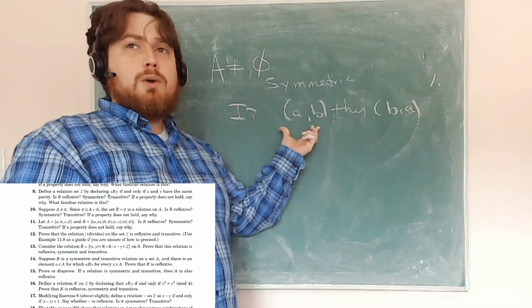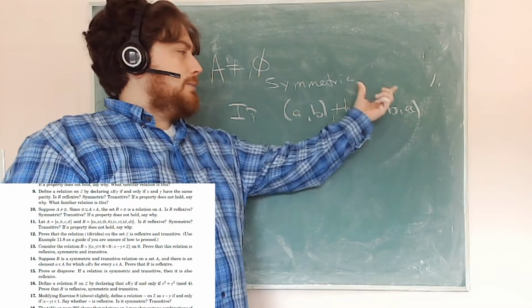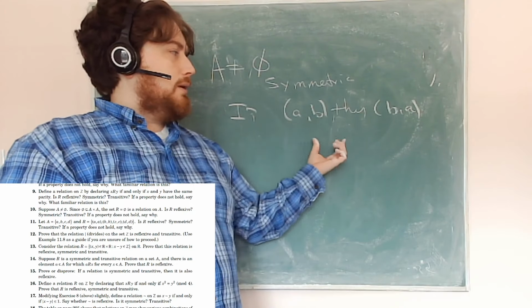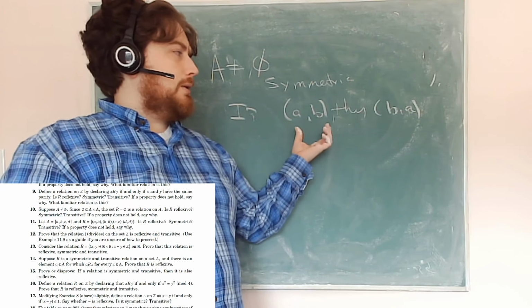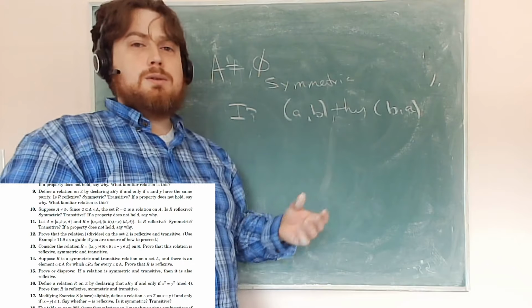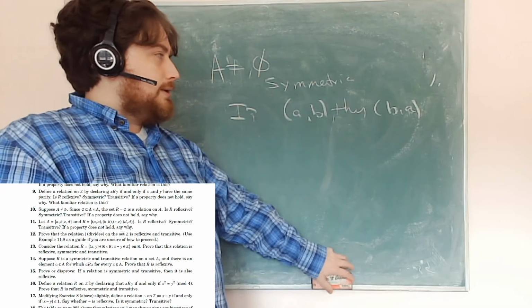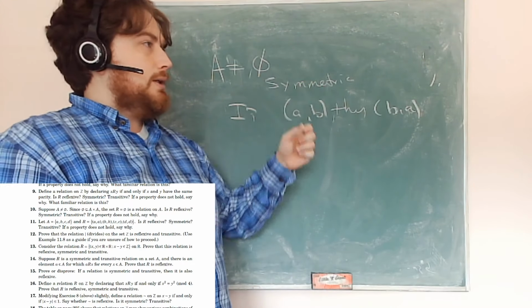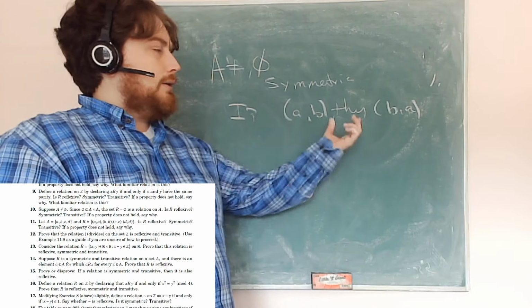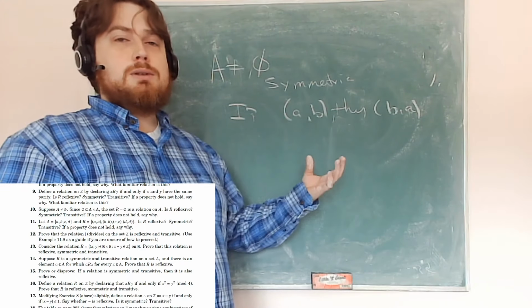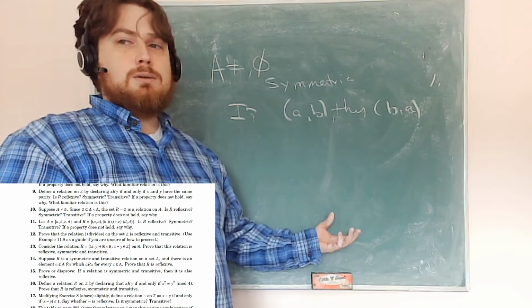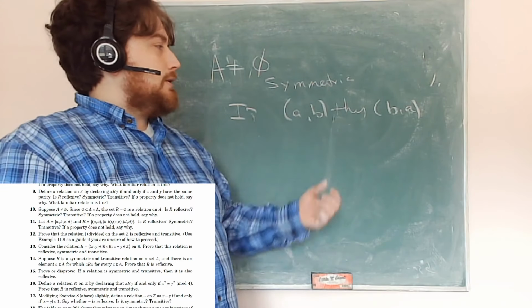Again, the if part is false, so it doesn't matter what happens with the then part. Because the if part is always false, there's nothing to check, so this whole thing becomes true. So therefore, the empty set would indeed be symmetric and transitive because there is nothing to check. The if part is always false, so the whole statement becomes true. So this is symmetric and transitive.